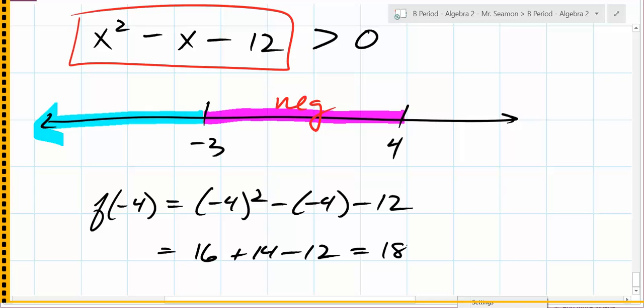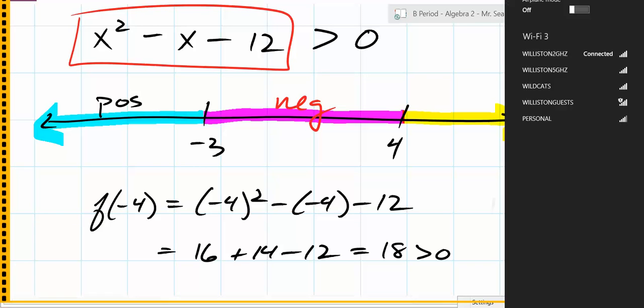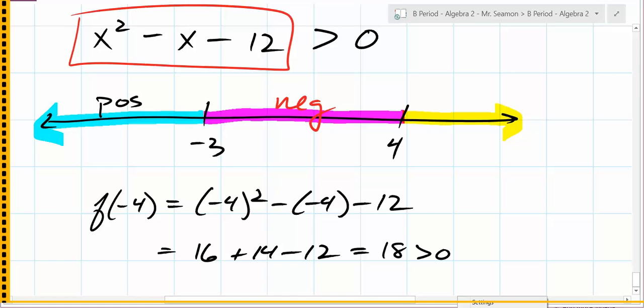Is 18. Isn't it 18? Right? And we only care if that's positive or negative. What is that? Positive. So what does it tell us here? This is positive. But there's one more region we have to test, right? Over there. What number do you want to test over there? 5. So you just do f of 5.